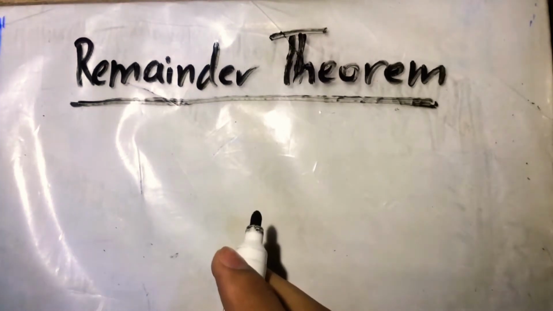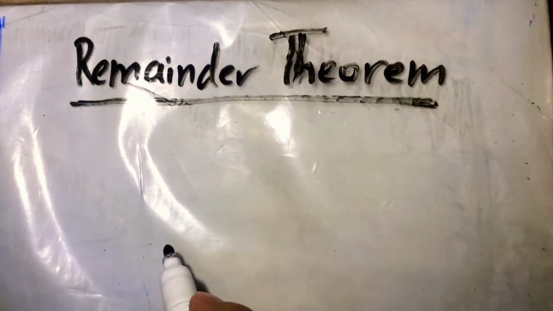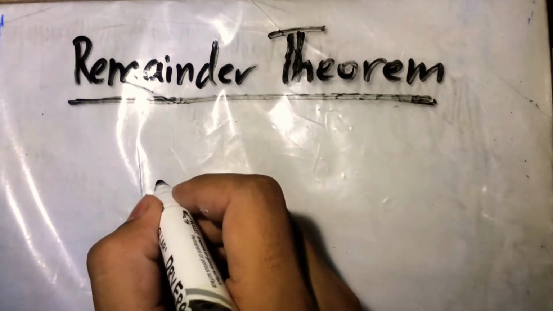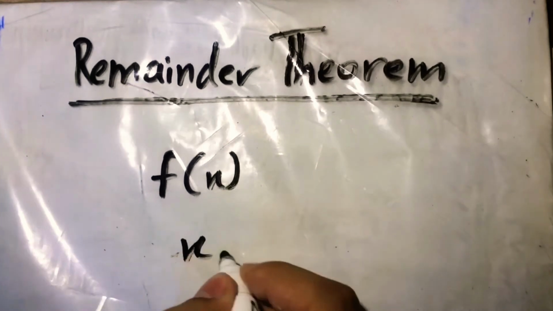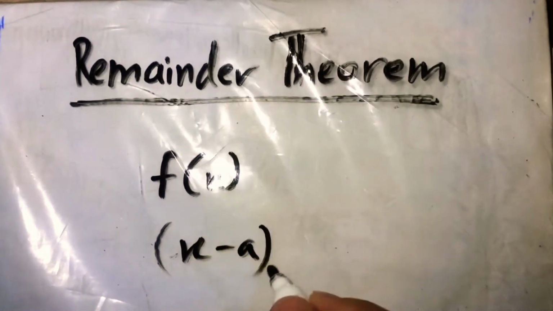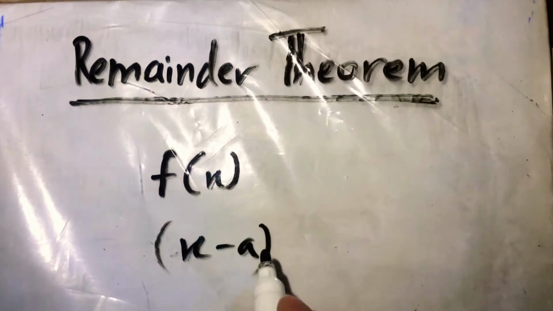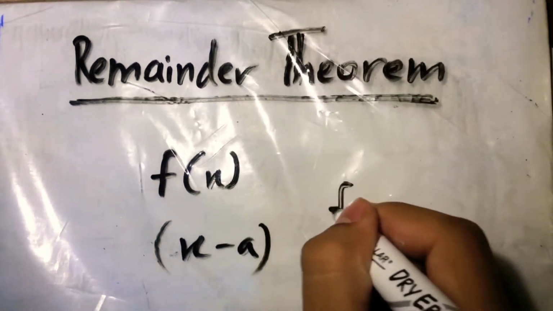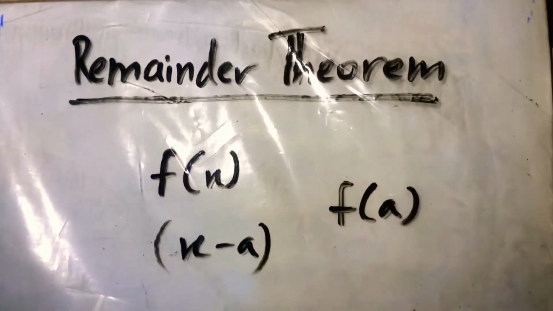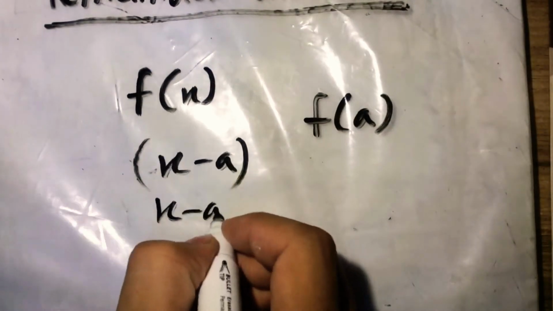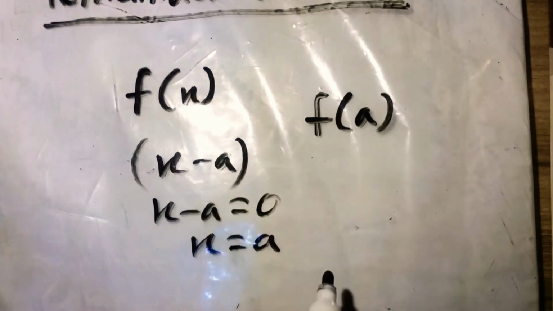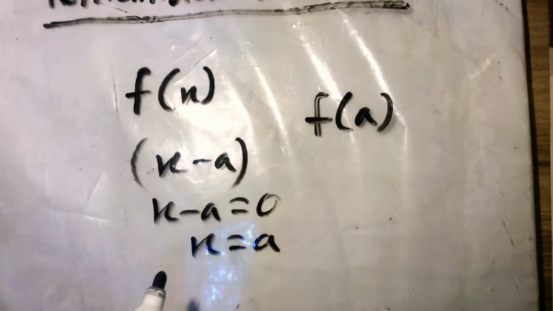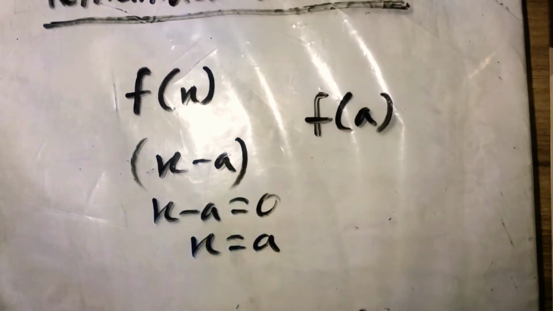So the next topic is remainder theorem. The remainder theorem states that if a function f(x) is divided by x minus a, then the remainder when it is divided by x minus a is represented by f(a). This is because x minus a equals 0 would give us x equals a. So when x is replaced by the value of a in the equation, the value that is obtained is the remainder.